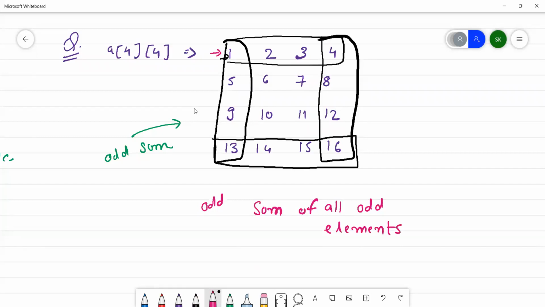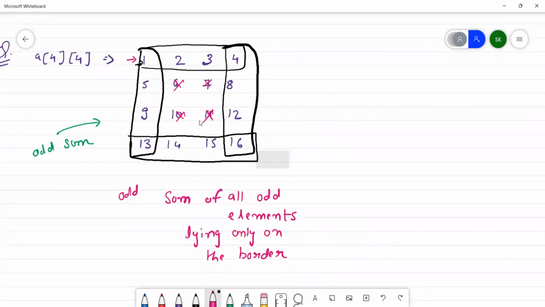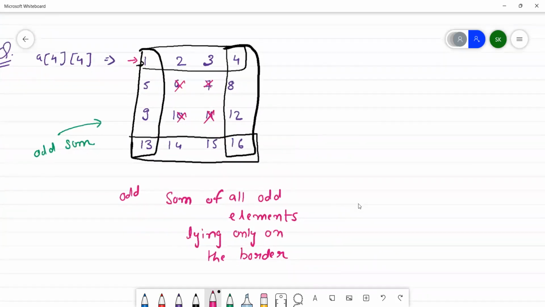Sum of all odd elements lying only on the border. Clear? You need not consider these inner elements. You need not consider these. This is the question. Clear? Is everyone clear with the question?